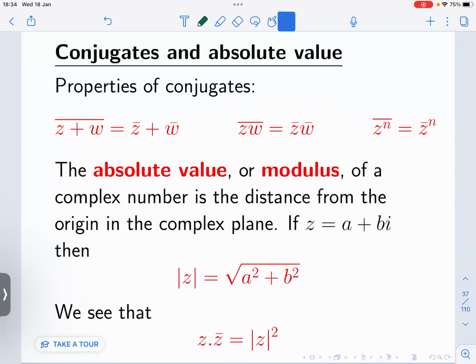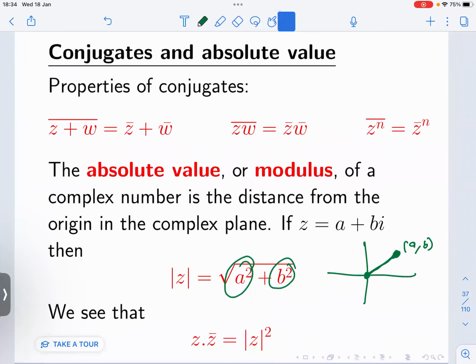And every time we talk about the conjugate, we also mention the modulus, which is basically the distance from the origin to our point. Remember we said that the complex number a plus bi can also be expressed as a point on the complex plane. So if this is the point (a, b), then the distance from the origin to that complex number is given by the square root of the real part squared plus the imaginary part squared.